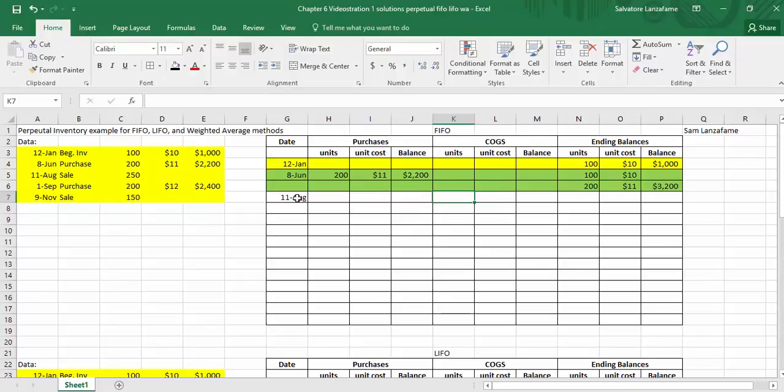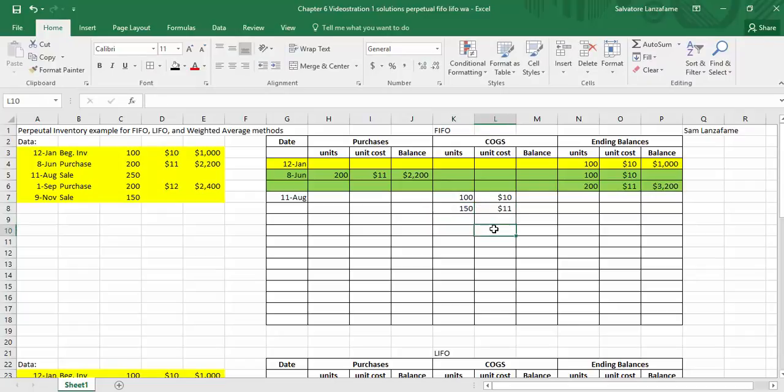Well, if I look at my green ending balances, I've got 100 at 10, I've got 200 at 11. I want to sell the first 250 because the first ones in are the first ones out. Out means sale, sold. I've got 300 there, and I want to sell the first 250. So I have to take the 100 at $10, and then I'm going to take another 150 from the $11 group.